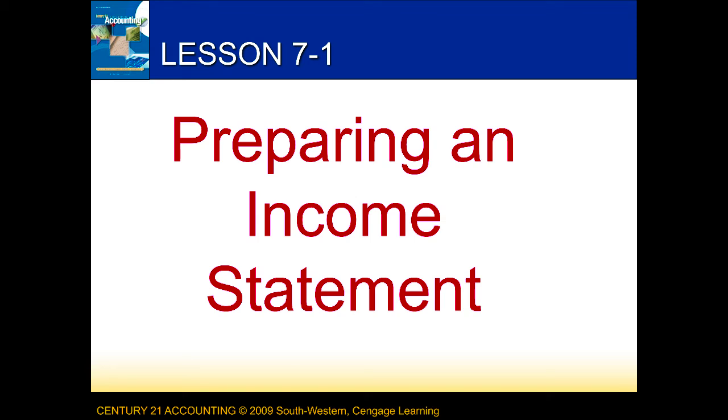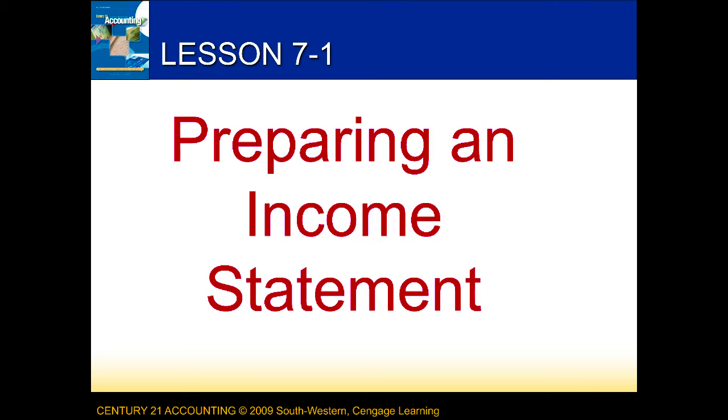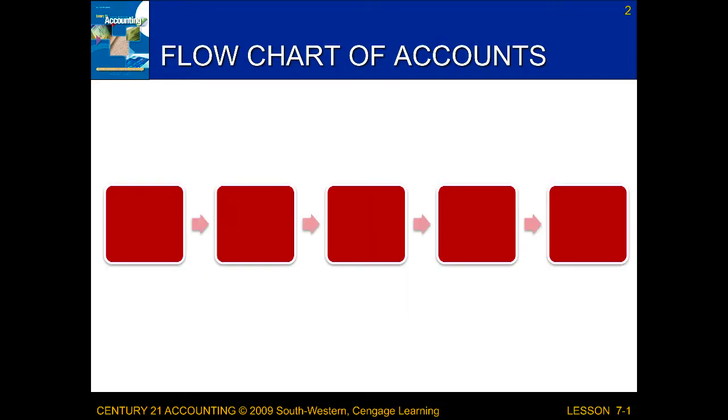Today we're going to be talking about lesson 7.1, which is all about preparing an income statement. If you have not already done so, make sure you either open your notes in Notability or go ahead and print them, and you should be filling them out as you watch along. The first thing we're going to go through is this flow chart of accounts again.